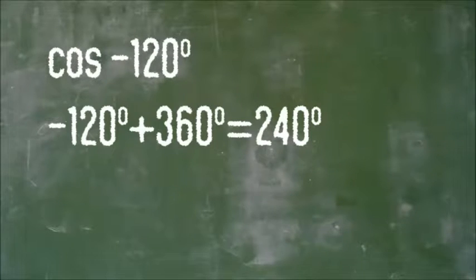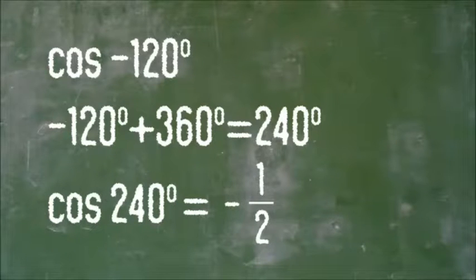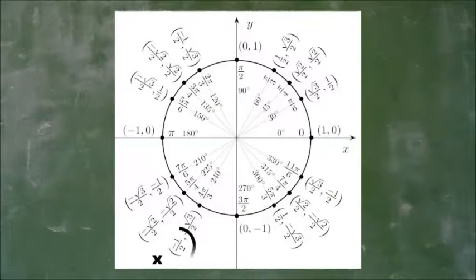Another example where we are given cosine negative 120 degrees. We need to get the coterminal first of negative 120 degrees, so we add 360 degrees to it and get 240 degrees. Now we need cosine 240 degrees, and the answer is negative 1/2. On our unit circle, we could see that the x of 240 degrees is negative 1/2. Therefore, we got the correct answer.